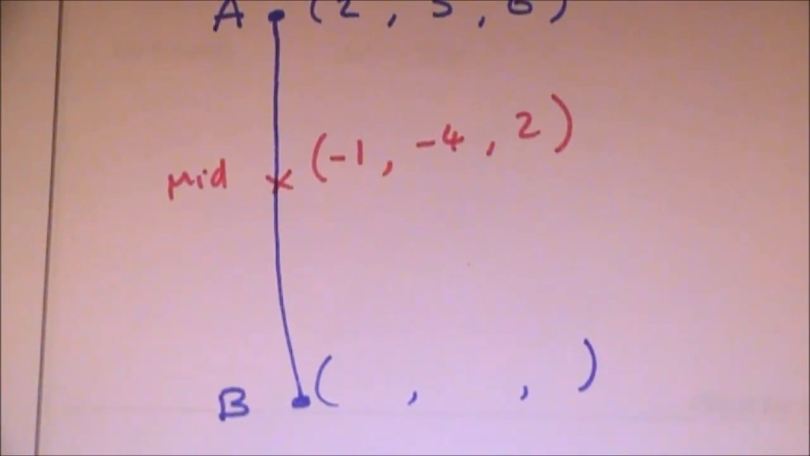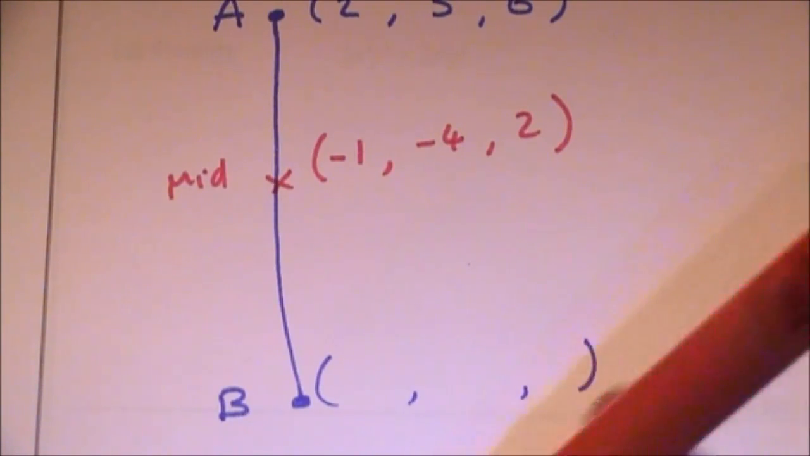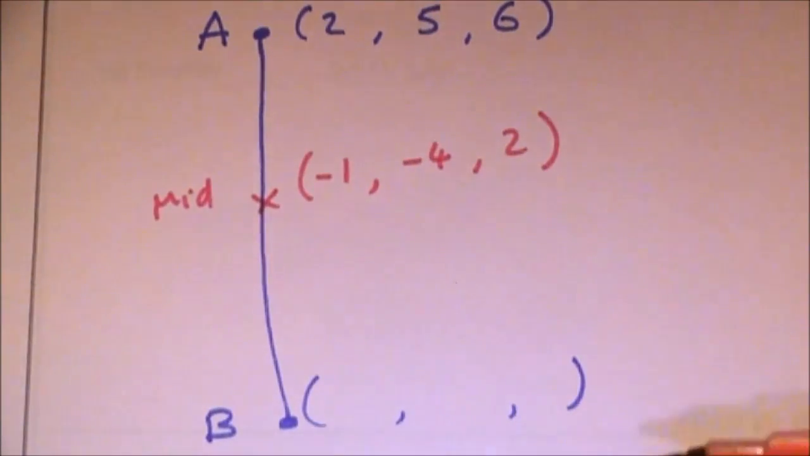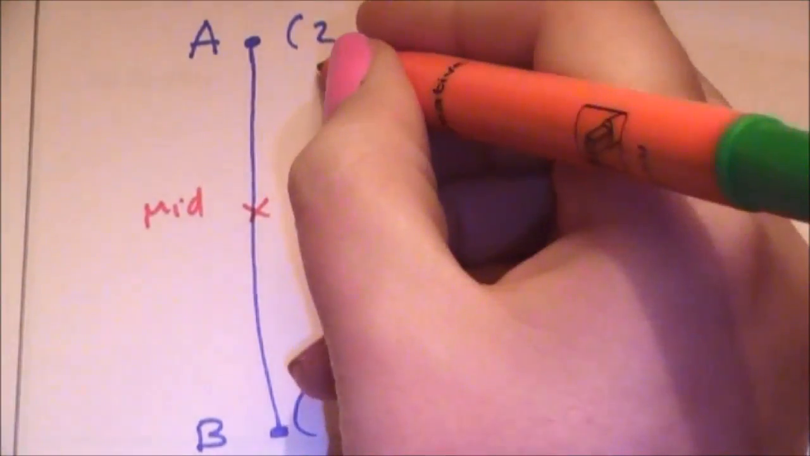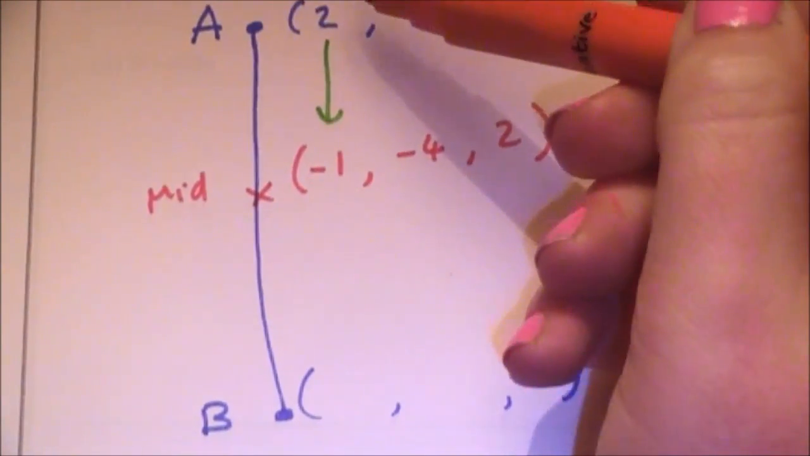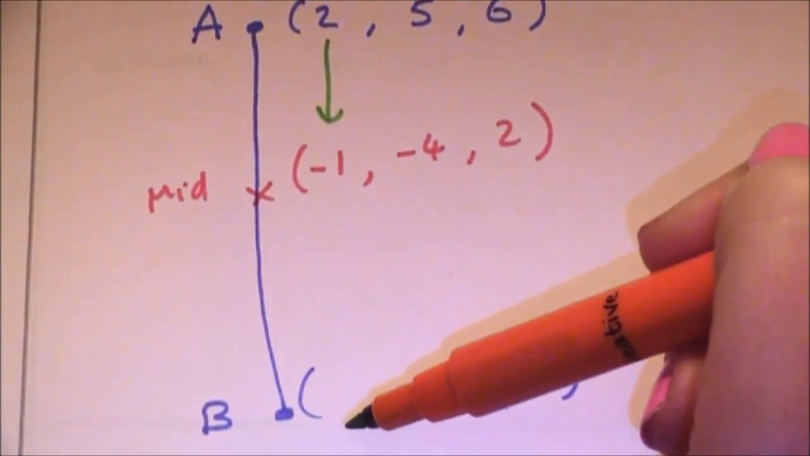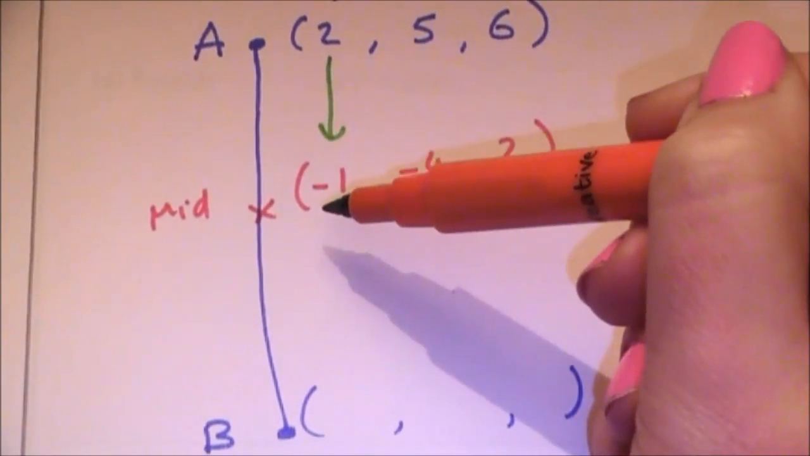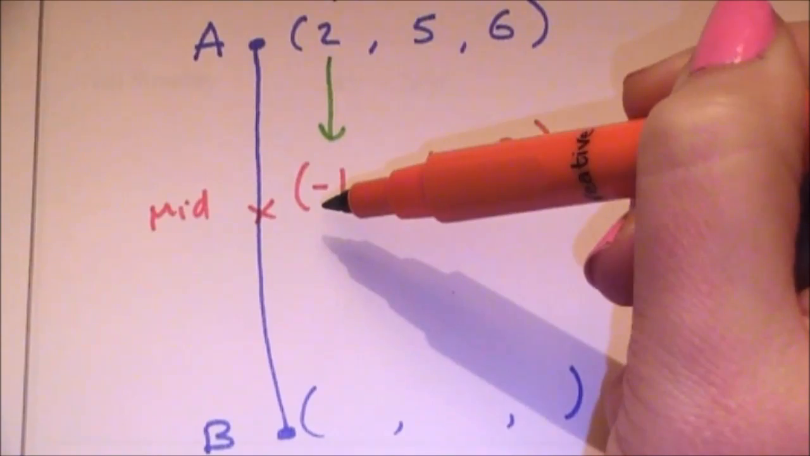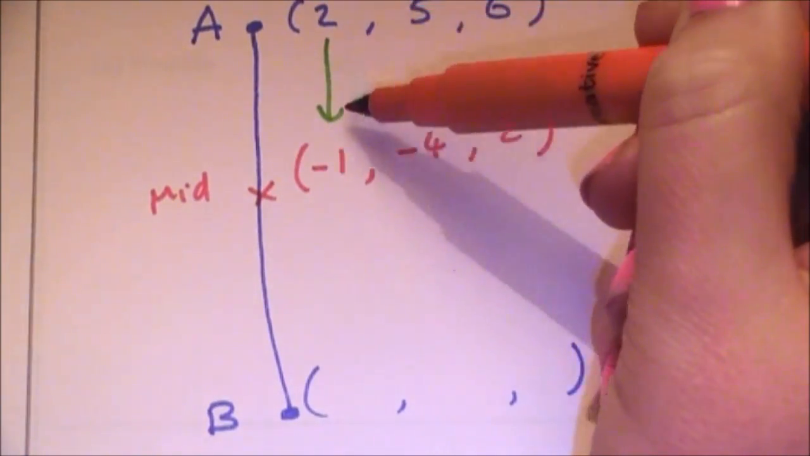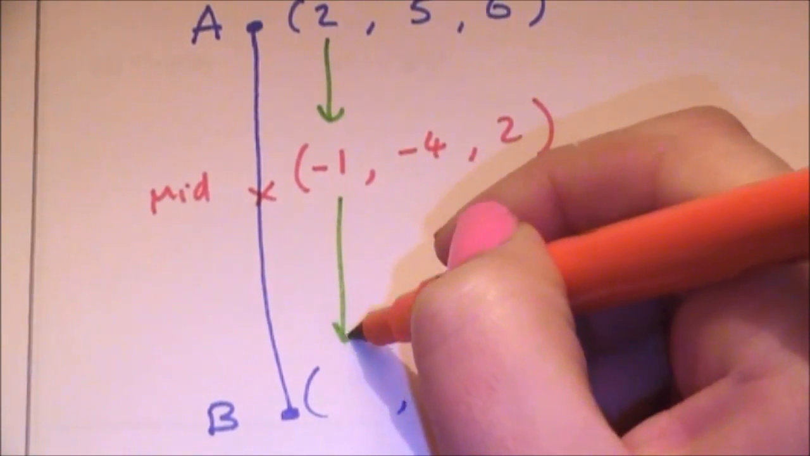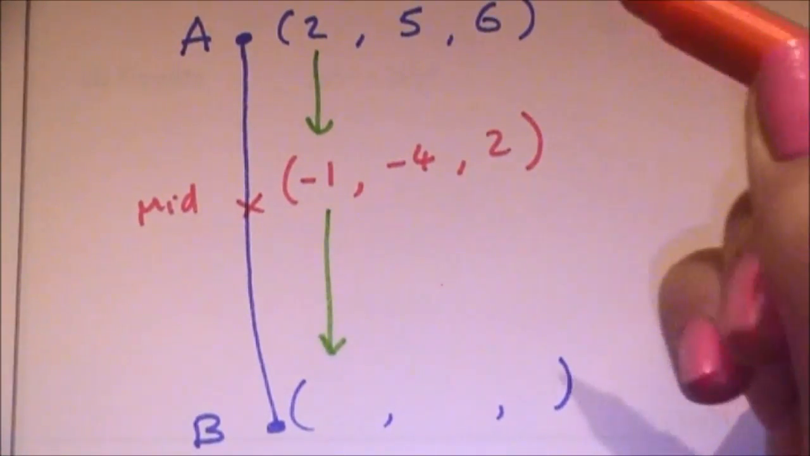Now, the easiest way to do this, if you're picturing it on a line, and remember these are 3D coordinates, so this line is not accurate, but it helps you get an idea. If you need to go from A all the way down to B, but you take a stop off halfway, then you can work out how far you travelled to get to halfway, because however far that was, you've got the exact same distance to go on the other part of the journey.